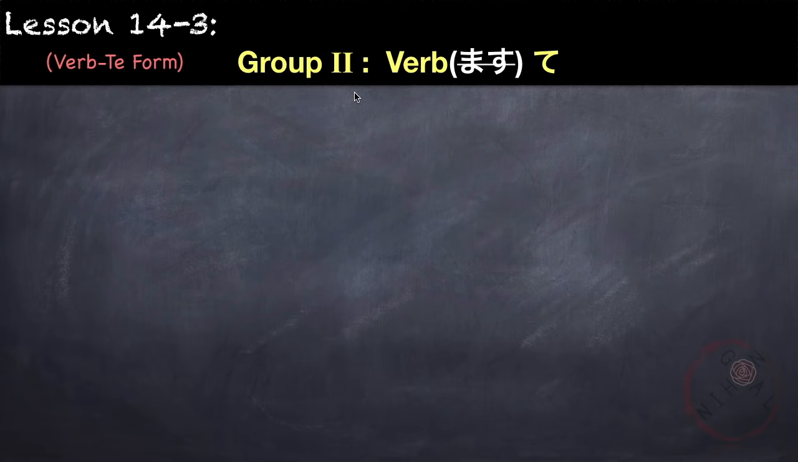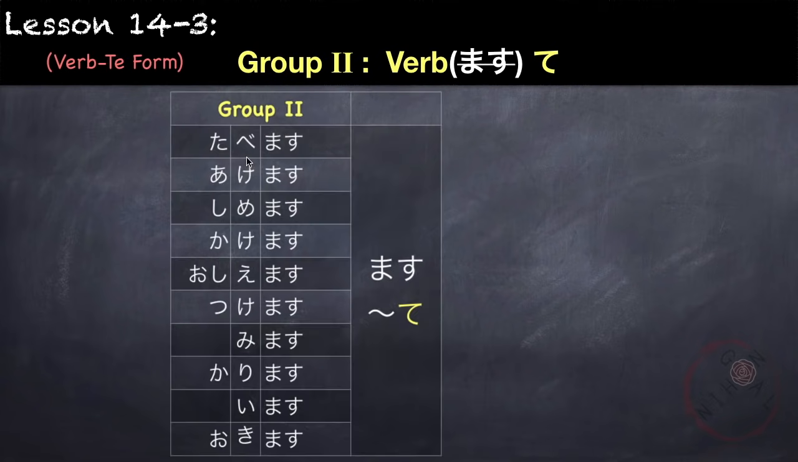Next is how to change the masu form of the verb to the te form of the verb from group 2. Here it is very easy. We only need to change masu to te. So we remove masu and replace that with te. Just like so.